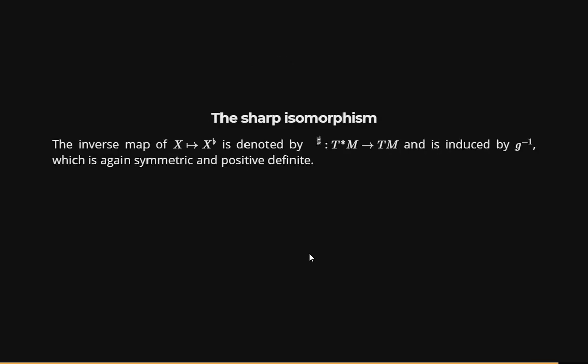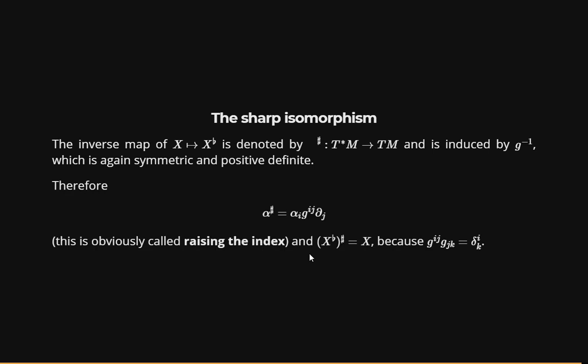Now the sharp isomorphism is a very simple thing. It's the inverse map. So you have x goes to x flat, and you have the sharp isomorphism, which is induced by the inverse or dual metric, and the inverse metric is again symmetric and positive definite, you can prove it. And so if alpha is a differential form, alpha sharp, so you are raising an index, is alpha_i g^ij. It works the same way, just you are transferring an index from lower to upper position.